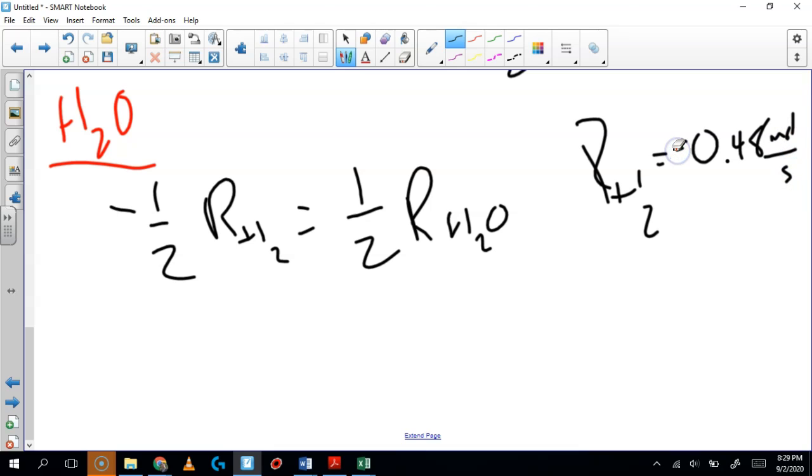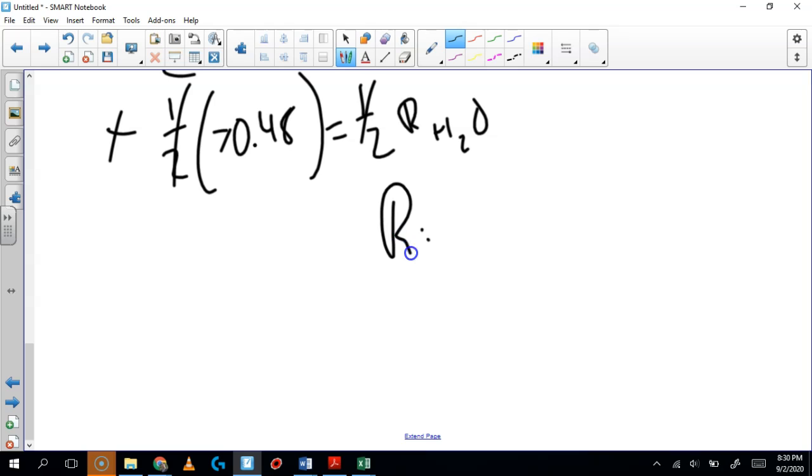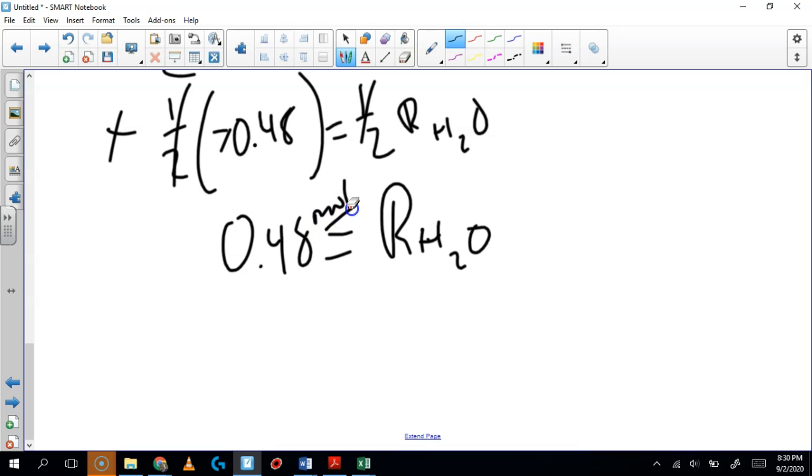And again, the negative isn't given to us in the problem as part of the number. The negative is implied because it's a reactant. The rate of a reactant is always negative. Okay, so here we go. We're going to go negative 1/2 times negative 0.48 equals 1/2 times the rate of H2O. Well, the 1/2s cancel. These negatives cancel. And so if I can extend my page here, you get that the rate of H2O is equal to 0.48 moles per second. Sorry for the unit thing, okay?